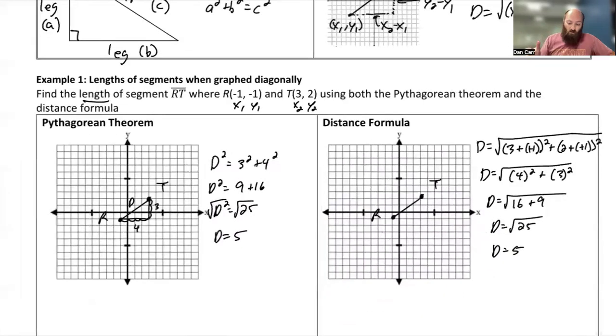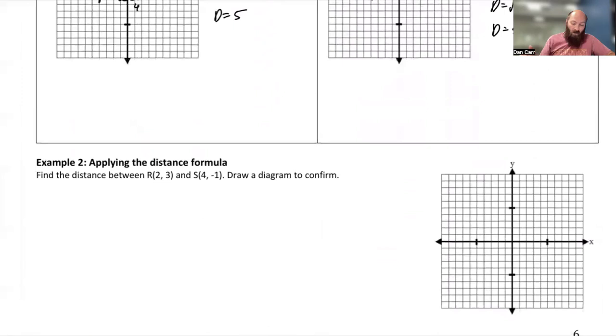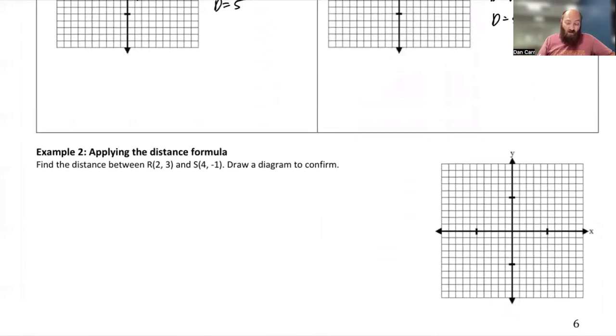Okay, so one more thing. Another example where we apply our distance formula. So we have 2, 3, and here's R, and then 4, negative 1. The one nice thing about the distance formula is I don't have to graph it. I did right now, but I don't have to. I can go right to this idea.